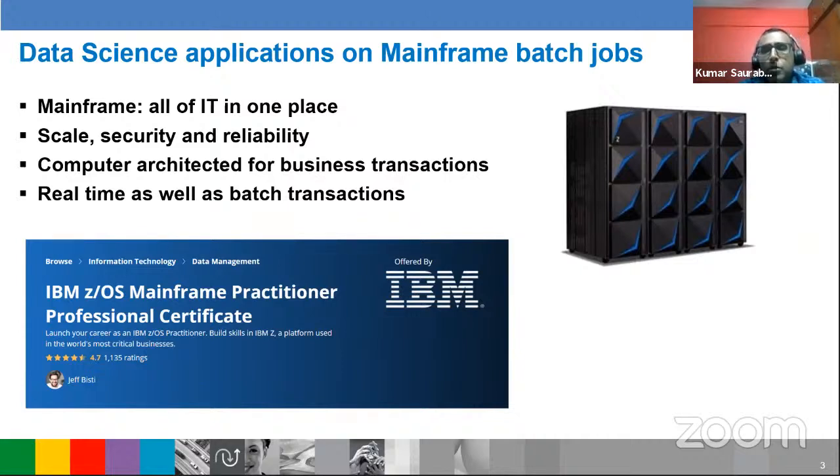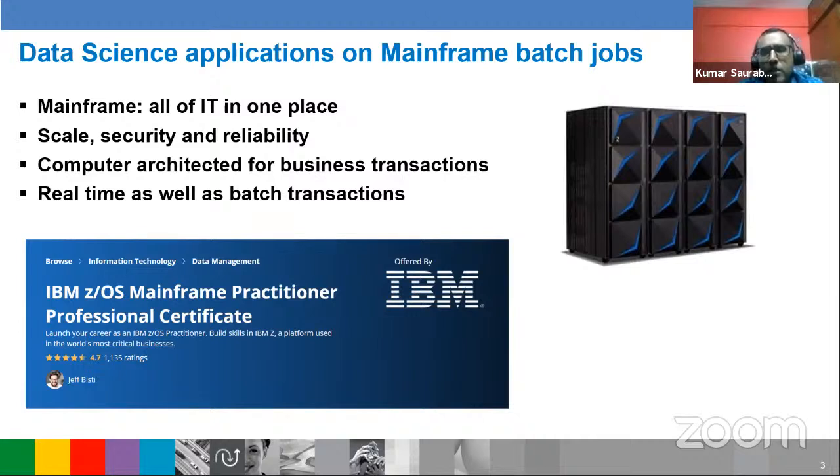Right. So this particular use case that I want to talk about in a little more detail was related to batch jobs. For one particular customer, there were more than 100,000 batch jobs scheduled to run every day on a mainframe. That's quite a large number, right?